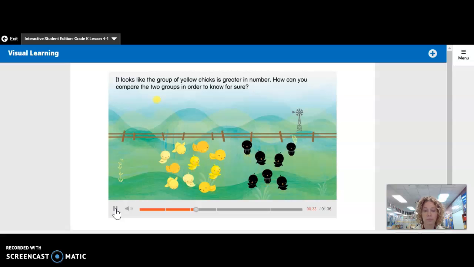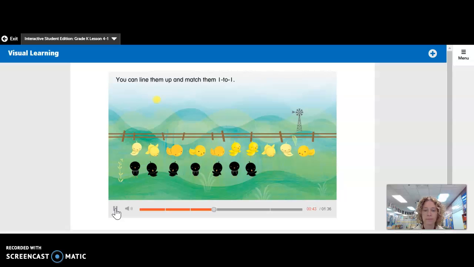It looks like the group of yellow chicks is greater in number. How can you compare the 2 groups in order to know for sure? You can line them up and match them 1 to 1. We've done some matching before when we talked about greater than and less than with numbers 1 to 5, and we're doing the same now with bigger numbers to 10. Matching them up will help you know for sure.